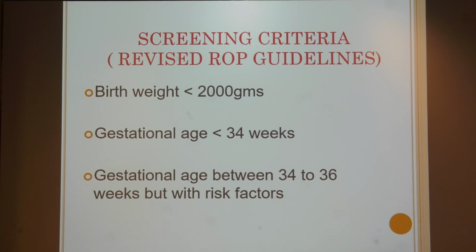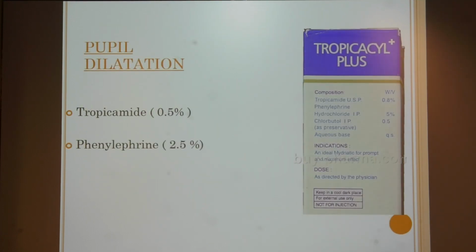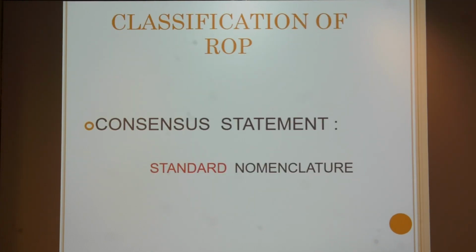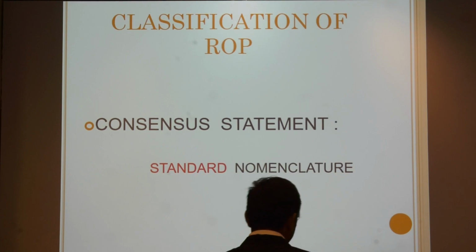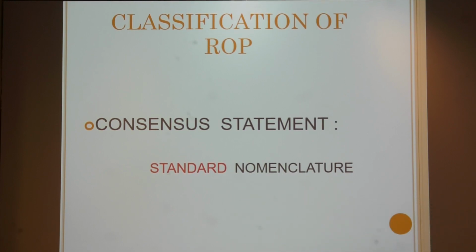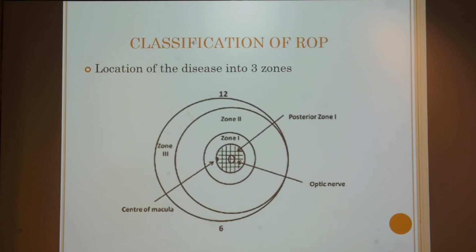Yeah, so basically the new in ROP is ICROP3 classification. The ROP classification in 2005 has got modified. There are few new terminologies. Instead of aggressive posterior ROP, we call the ROP as AROP now, because it has been seen that the ROP can extend to the posterior retina. The second thing is persistent avascular retina, PAR, which is a new terminology which is introduced by ICROP3 classification.